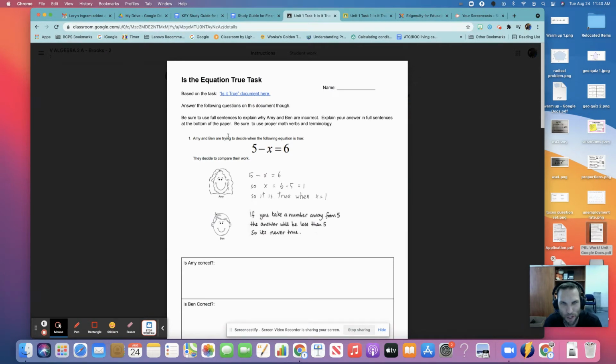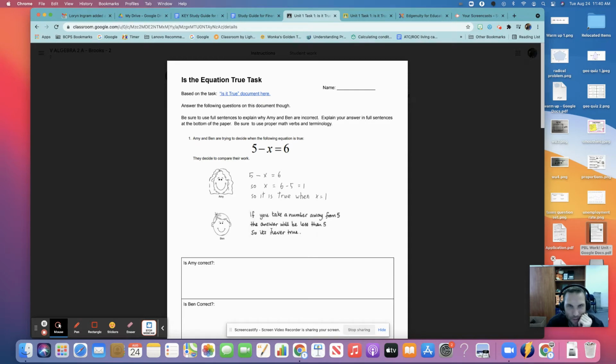Amy's going to go from 5 minus x equals 6 to x equals 6 minus 5, and it looks like she subtracted the 5 from both sides. And when she did that, she left off the minus sign. So that's a great way to say it. Another way you can say this is she rewrote the math sentence, and when she rewrote it, she rewrote it incorrectly.